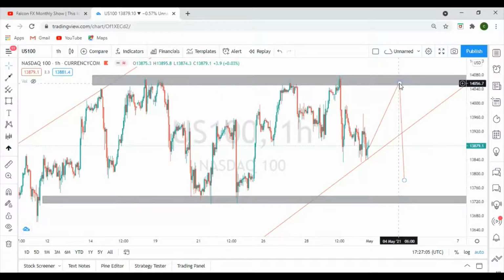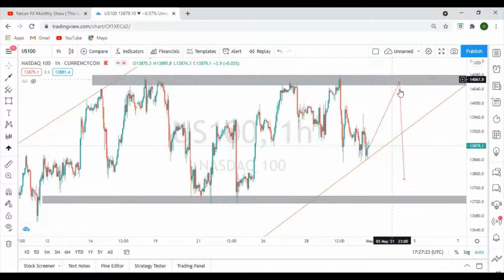Remember, guys, where you are being caught on the wrong side of the market, that's at your support and your resistance. So if Nasdaq can get to this point, and then you take a sell, that's where you're gonna be caught on the wrong side of the market. You'll find out that we're gonna break this point.